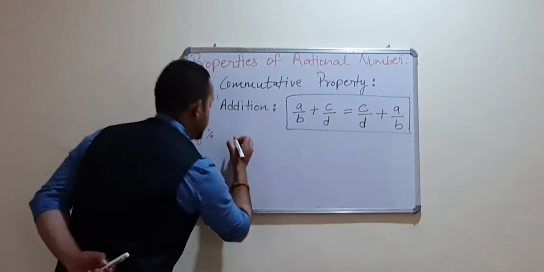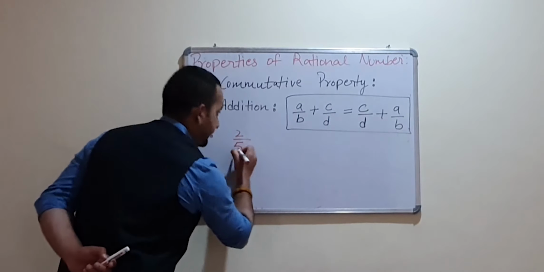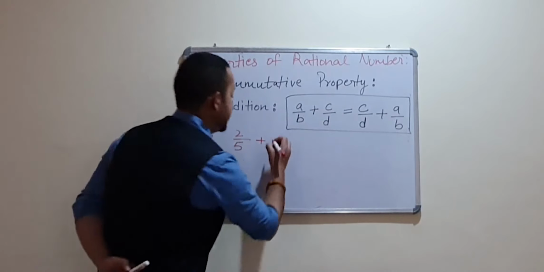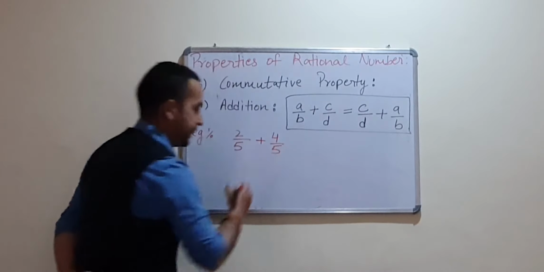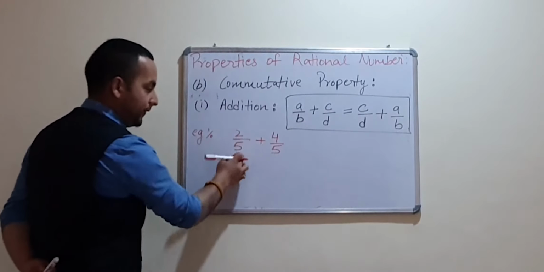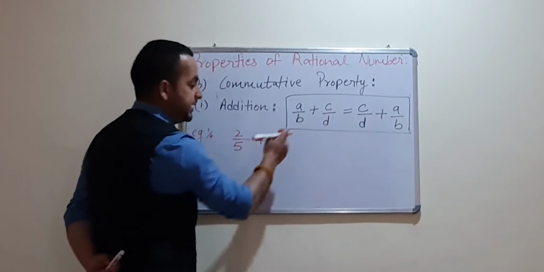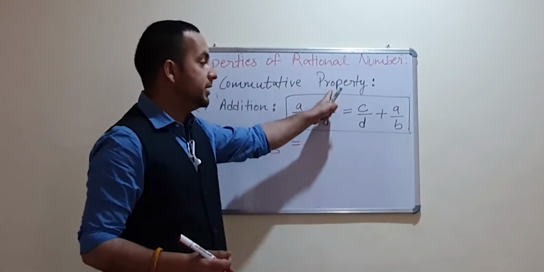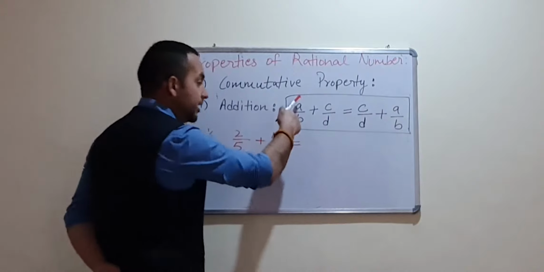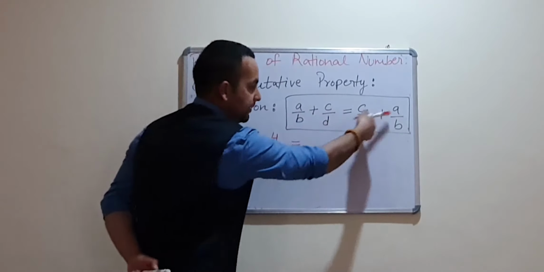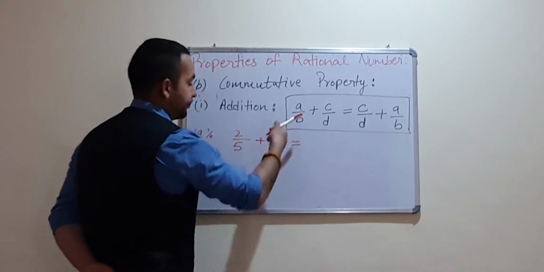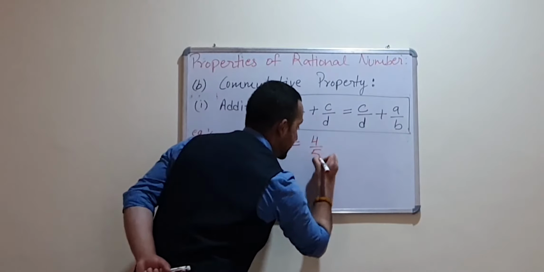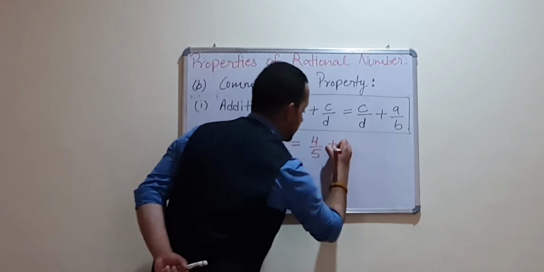Suppose I take 2 upon 5 in place of a upon b, and in place of c upon d I take 4 upon 5. So this is your a upon b, 2 upon 5, plus c upon d, 4 upon 5. The commutative property in general form is a plus b is equal to b plus a, that is a upon b plus c upon d equals c upon d plus a upon b. So using the formula, 2 upon 5 plus 4 upon 5, and on the other side 4 upon 5 plus 2 upon 5.